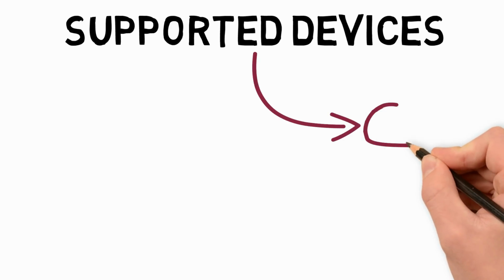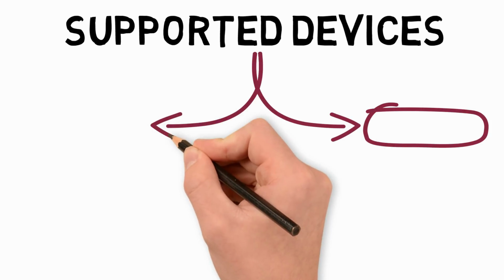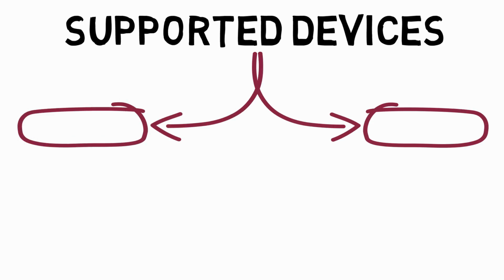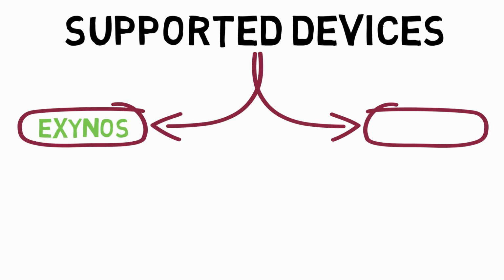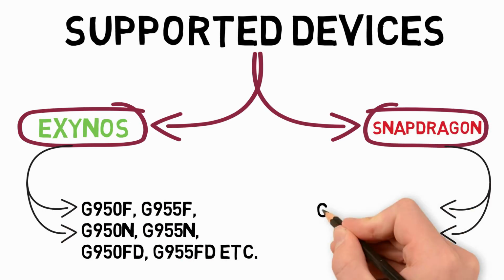Now, talking about the supported devices, there are two major categories your device may be in. It has either an Exynos chipset or a Snapdragon one. Snapdragon ones are especially in the US and they have locked bootloaders. So these are the specified models this tutorial may cover.